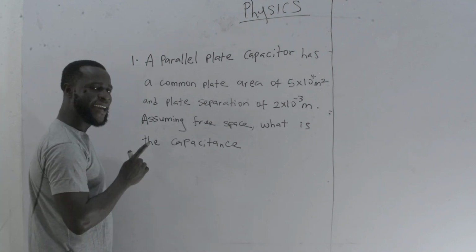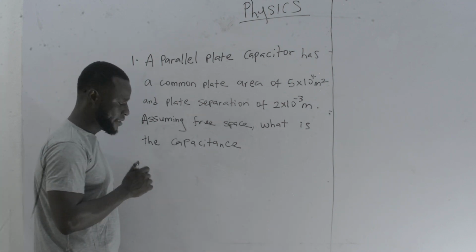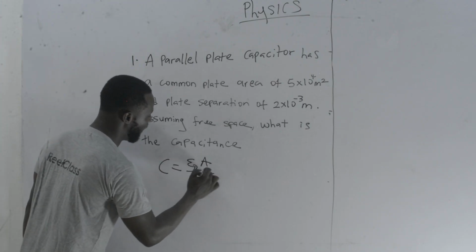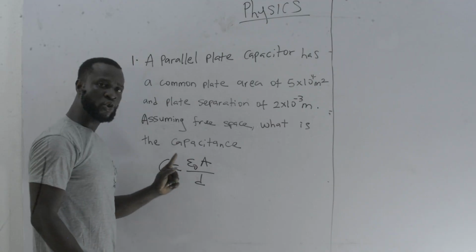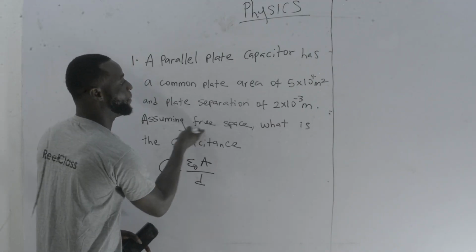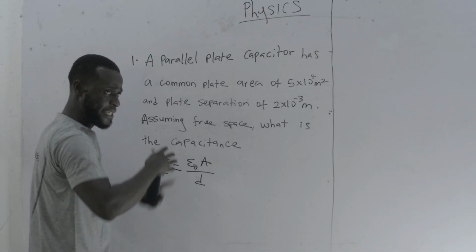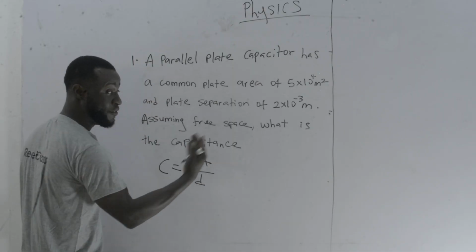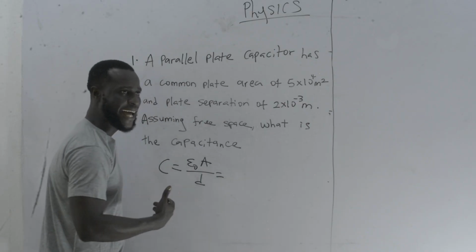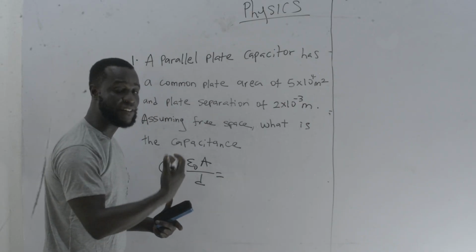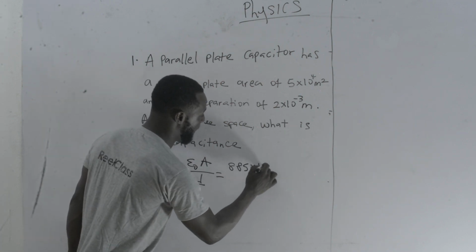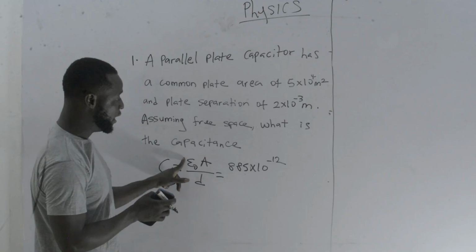Since they are giving me area and distance, I know its capacitance is going to be equal to epsilon naught A over D. Now I'm using epsilon naught, not epsilon, because the question says assume free space between them. So there's free space between the plates, so it's epsilon naught, permittivity of free space. The permittivity of free space has a value of 8.85 times 10 to the power minus 12. That's the value of epsilon naught.